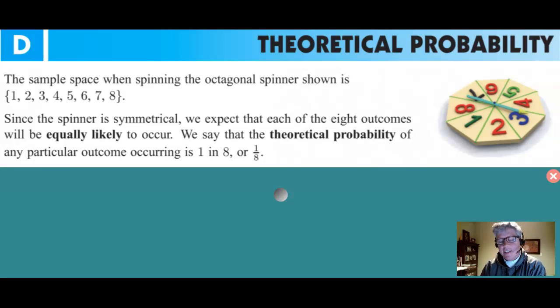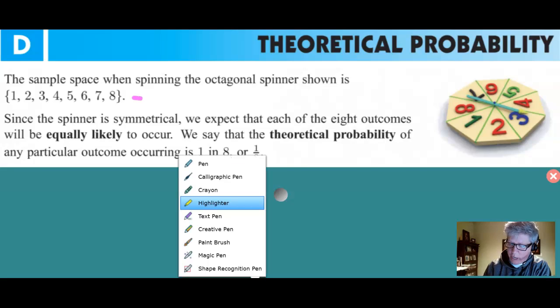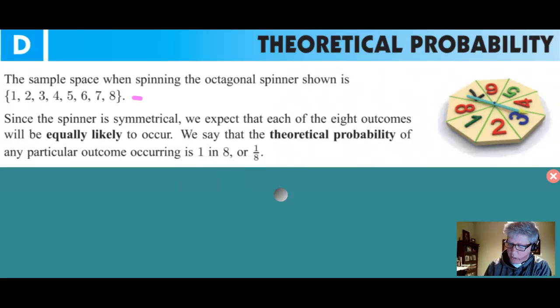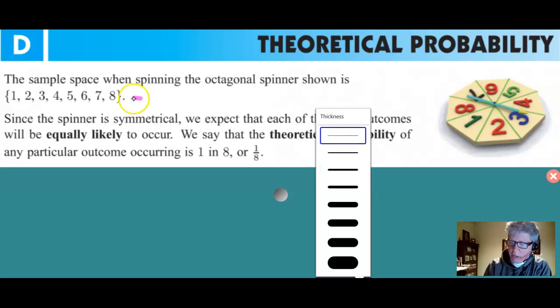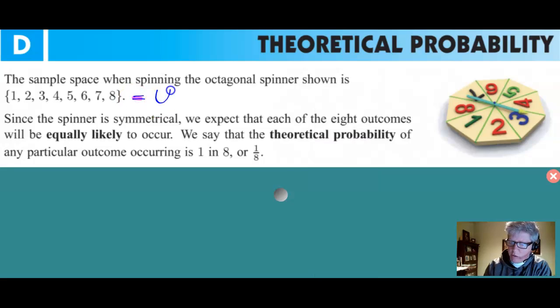So let's look at the octagonal spinner. Yes, world famous. There you could roll that and get a 1, 2, 3, 4, 5, 6, 7, 8. So that is our universal set. This is equal to our universal set. Those are all the possible outcomes.